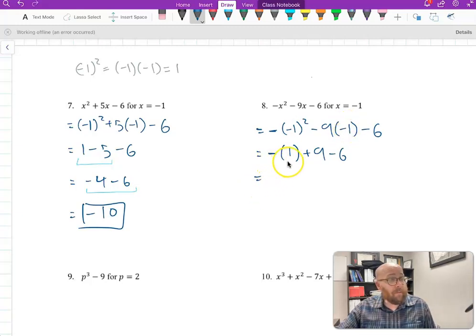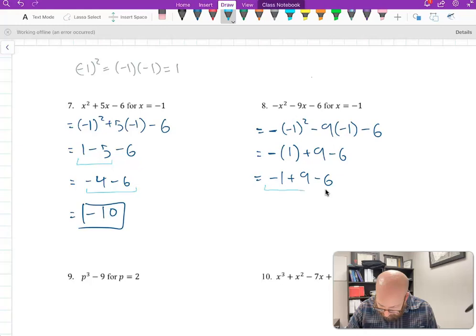Then the negative of 1 is a negative 1. Plus 9 minus 6. When it comes to addition and subtraction, we work things out as we see them from left to right. So negative 1 plus 9 is a positive 8. And then positive 8 minus 6 is a positive 2.